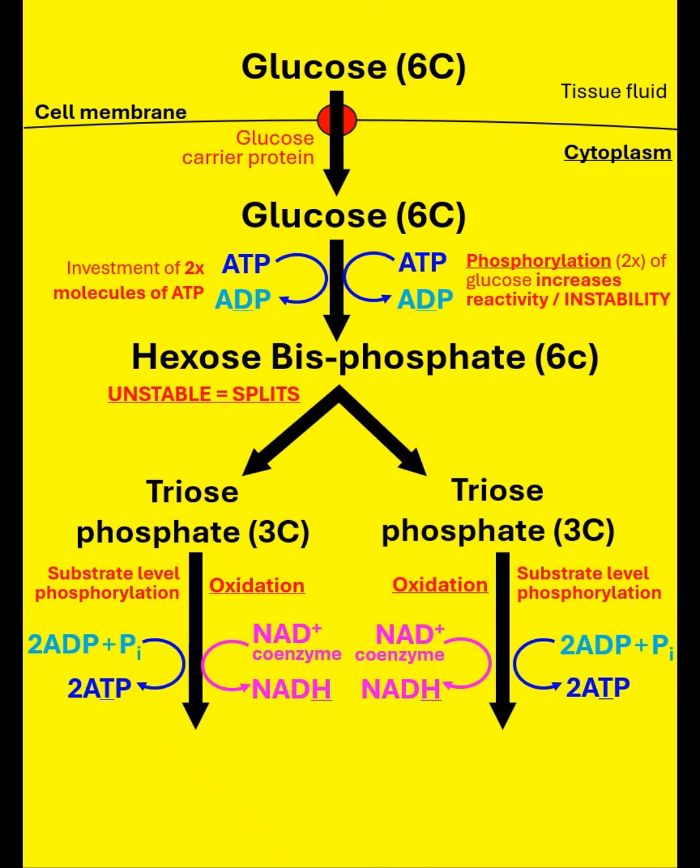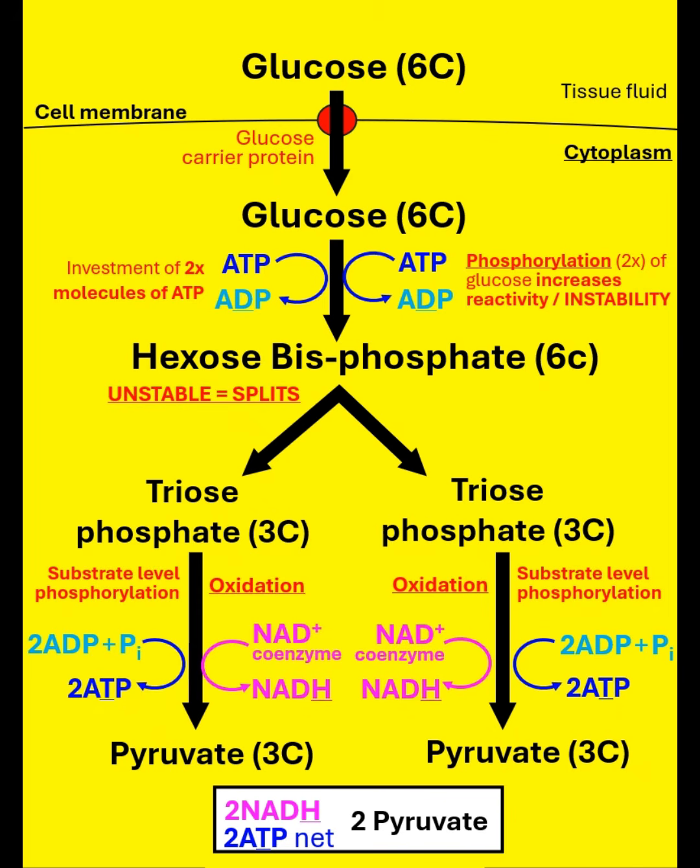The loss of phosphate and the oxidation of triose phosphate results in the production of pyruvate, which can go into the mitochondria if there is oxygen present, or if not, can be reduced to lactate in a muscle cell or a liver cell, or it can also be converted to ethanol and carbon dioxide in yeast cells or plant cells.